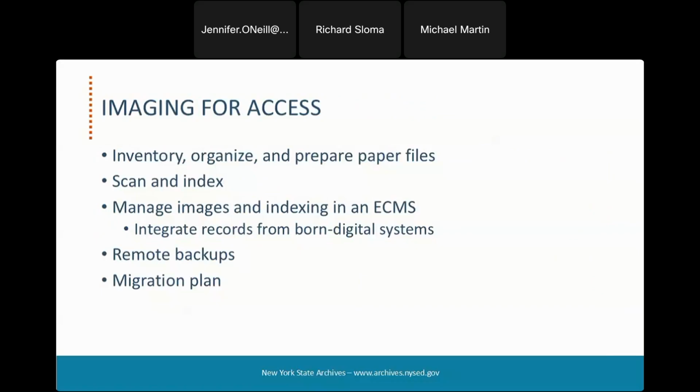Now we're going to talk about imaging for access. One way to manage paper case files is to change the format, the storage and management of the files to a document or content management system. An entire series of paper case files, both active and inactive, can be scanned and managed in the system, or a hybrid system could be set up.